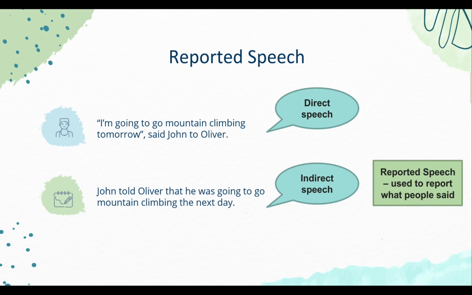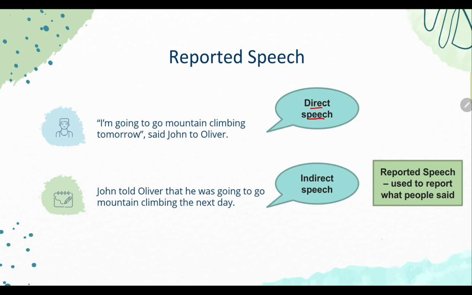Okay, now let's move on to reported speech. So what is reported speech? Okay, let's look at the dialogues there. "I'm going to go mountain climbing tomorrow," said John to Oliver. So this is a dialogue, and a dialogue is usually called direct speech.